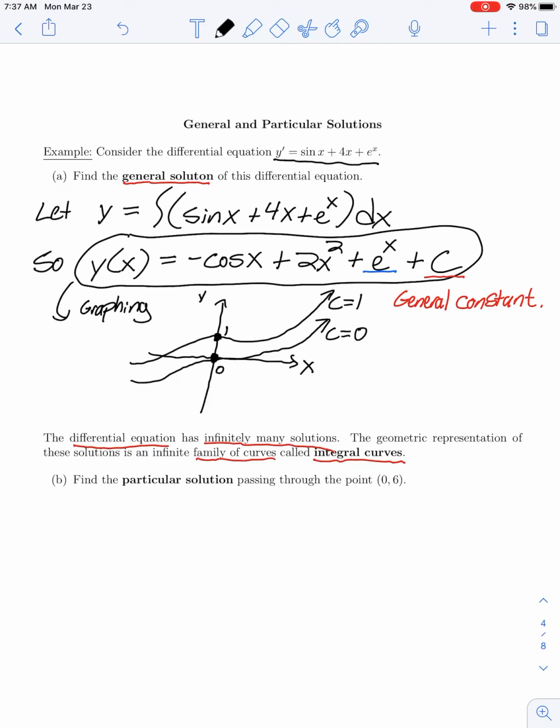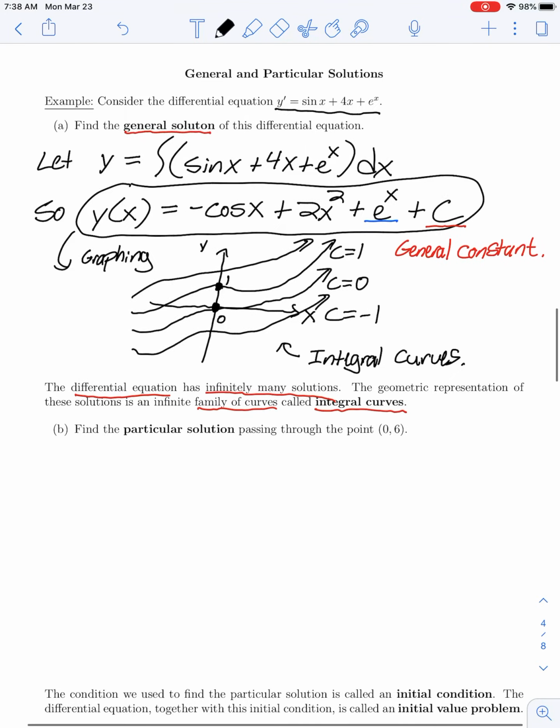Our curve would pass through the origin. And we see that for different values of c, we would have the exact same function either shifted upward or downward by the factor of c. So we get this collection of curves, which are called integral curves, for our differential equation.